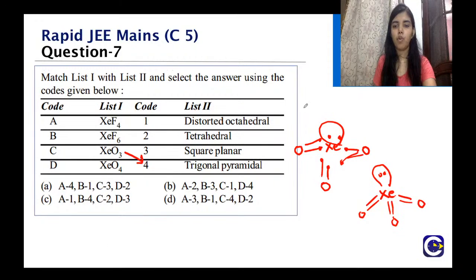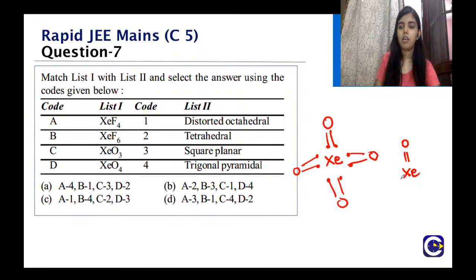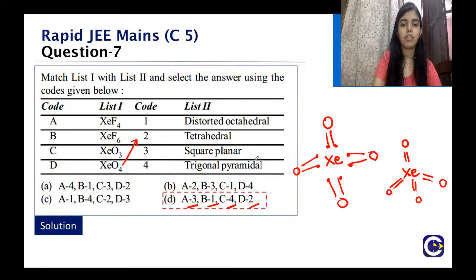Now come on to XeO4. Again draw 1, 2, 3, 4, 5, 6, 7, 8. How many oxygens are there? 4. So each will form double bond. 1, 2, 3, and this one is 4, right? So it will have a tetrahedral geometry, somewhat like this. So answer for D will be what? 2. So you can see here that A was 3, B was 1, C was 4, and D was 2. So the answer for this particular question is D.